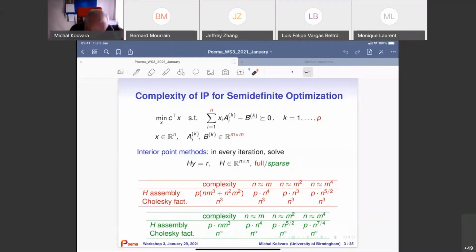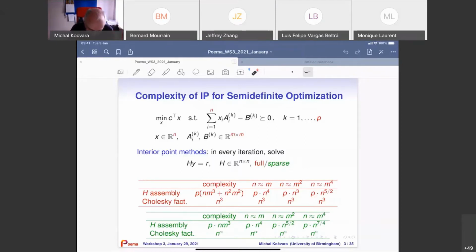On the other hand, if n gets bigger than m, let's say comparable to the square of m, then this step, the assembly, is about as expensive as the solution of the system. And if n is much bigger than m, then the solution of the system becomes the dominant part in the complexity.